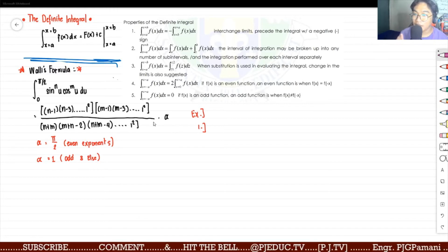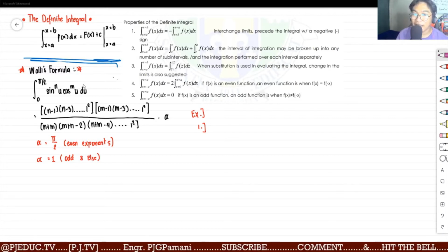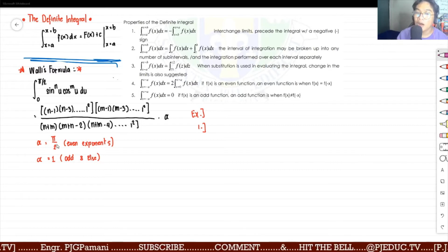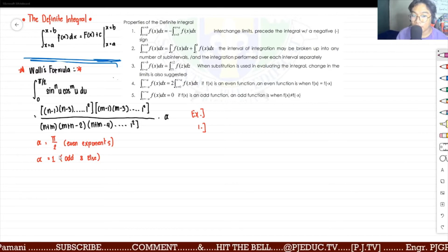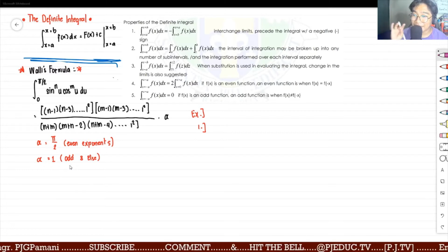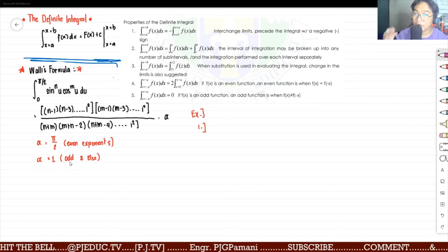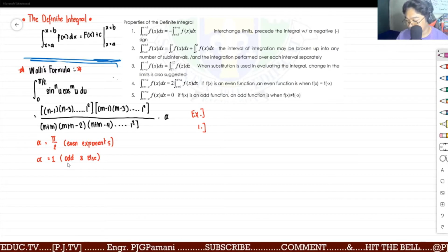Then multiply the quotient value of that with our adopted alpha. Si alpha again, if the exponents n and m, or both n and m, are even exponents, pi over 2. If one of them is odd, again, consider alpha equal to 1 as our multiplier. Yan lang naman yun. But this is only applicable if the integrand is the product of sine and cosine, or only sine, or only cosine, and the limits are 0 to pi over 2.